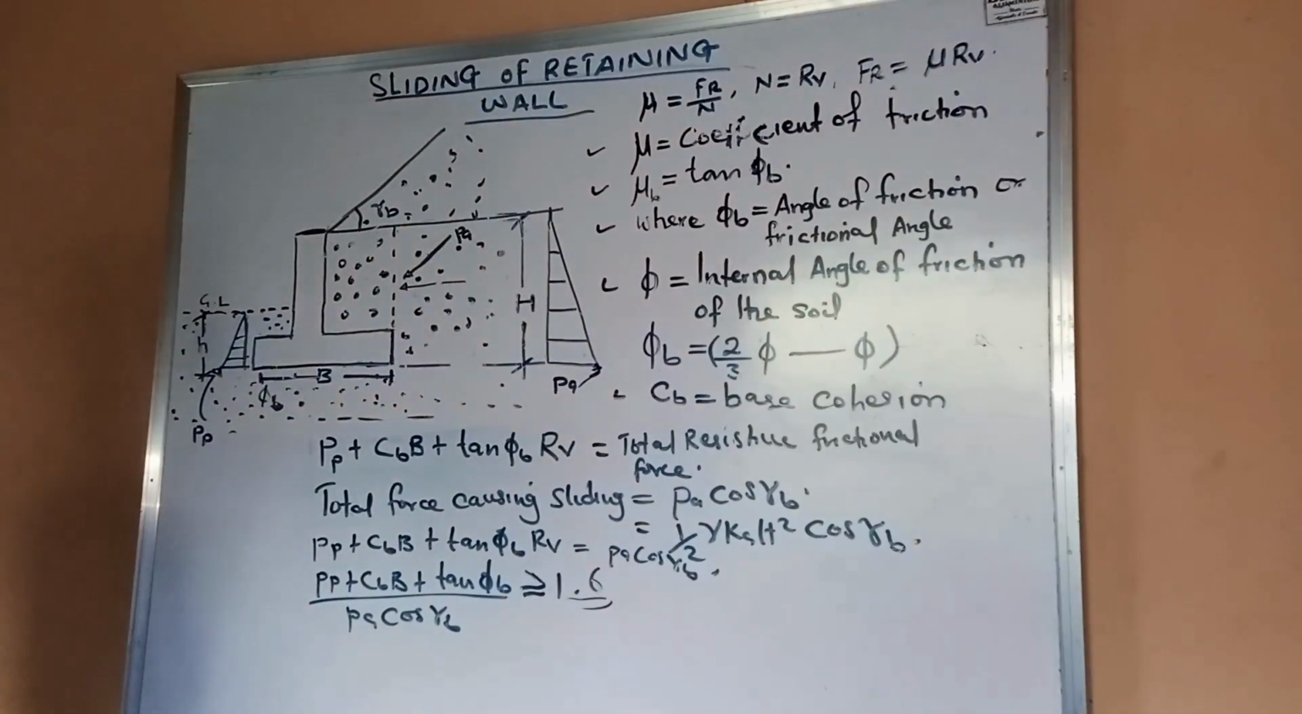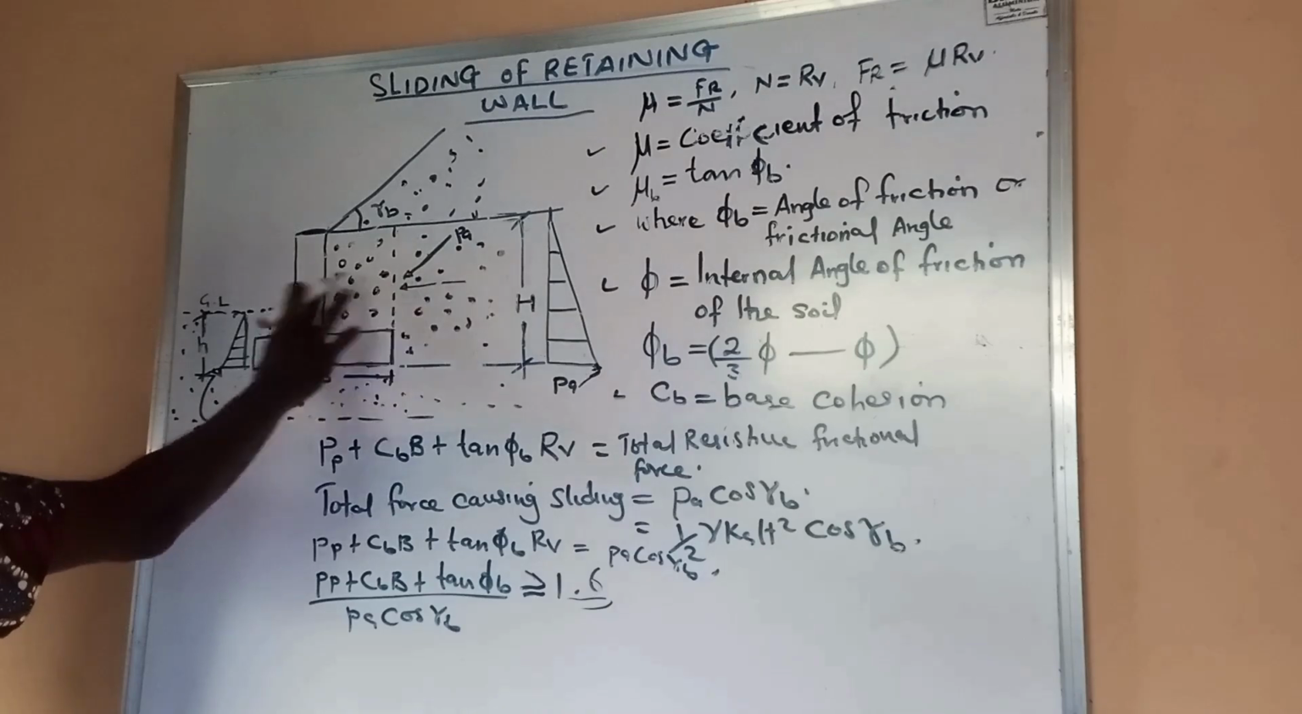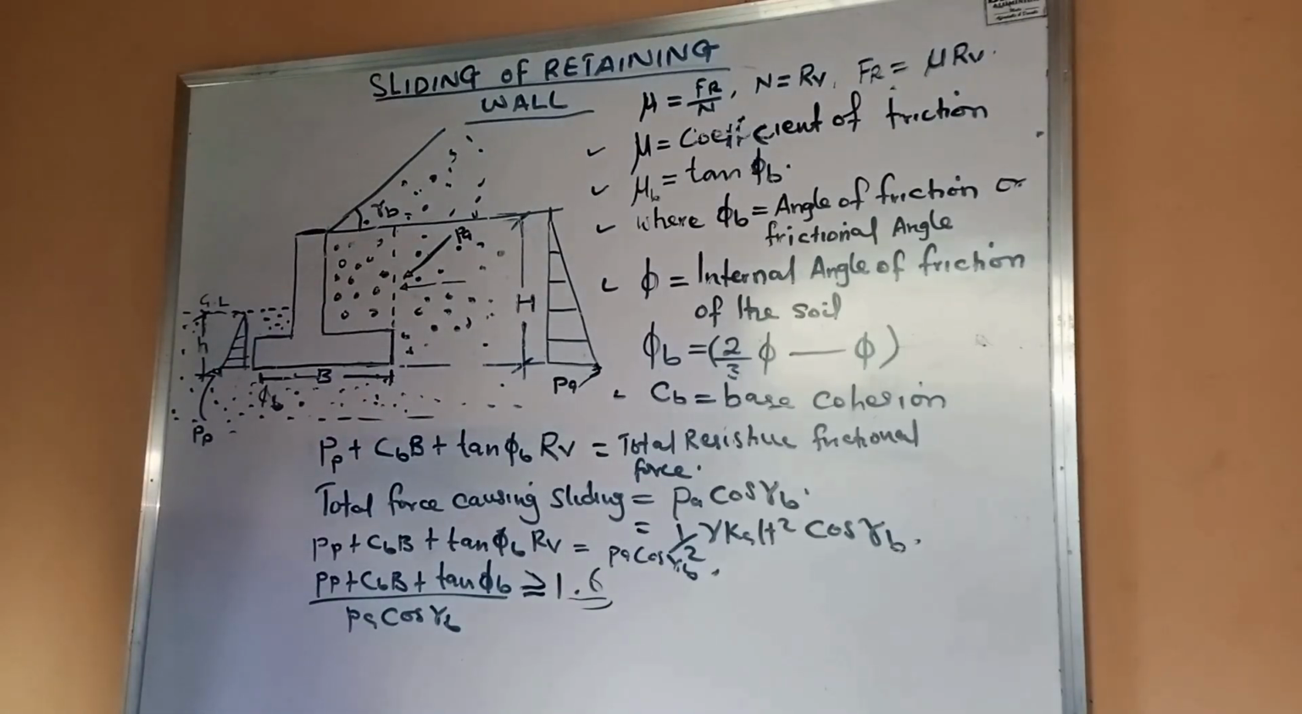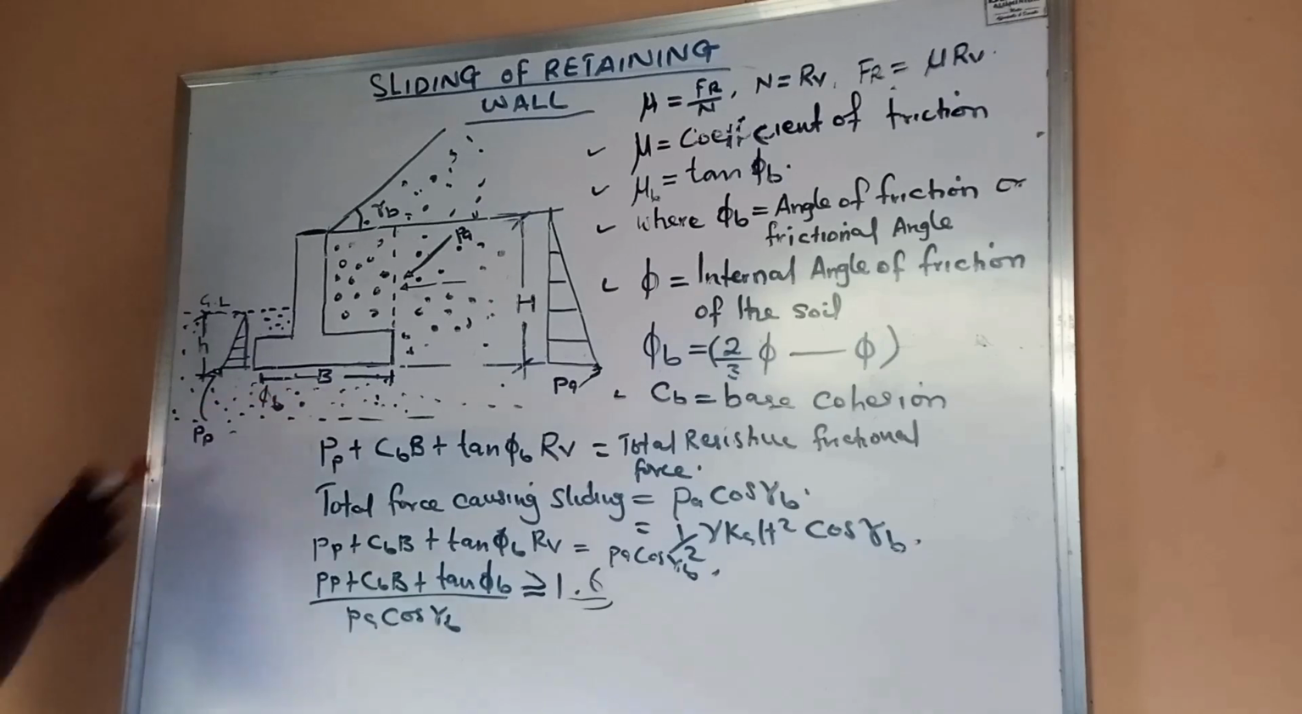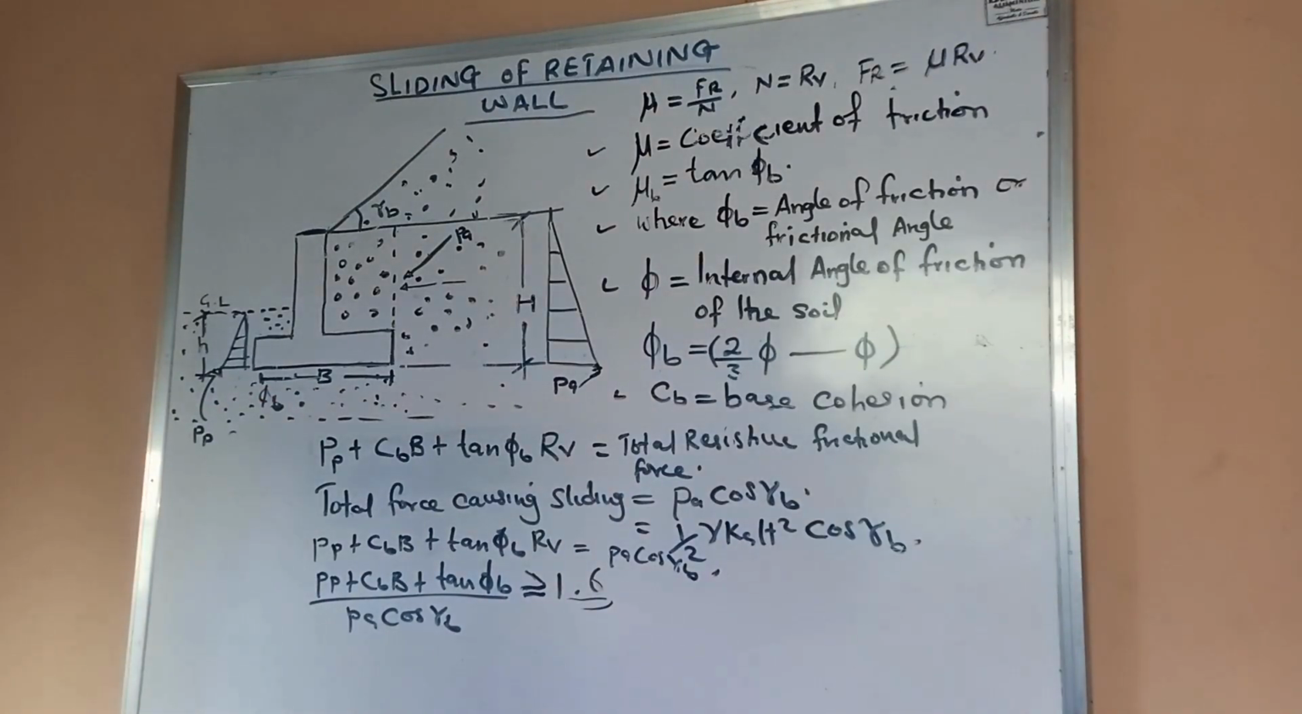Now, this soil can have different properties. For example, the internal angle of friction of this soil can differ at various strata of the soil. But for the purpose of the analysis of sliding, we're going to assume that the backfill soil, which is this soil, has a uniform internal angle of friction, phi, and also the base soil. Let's look at the base soil also. Let's assume the internal angle of friction for the base soil is the same.